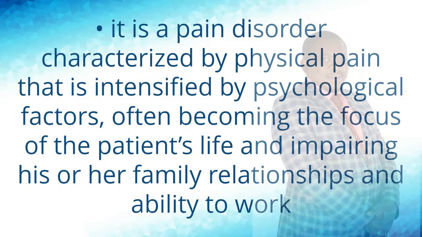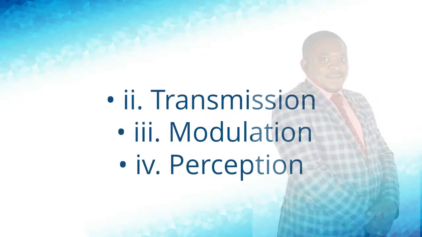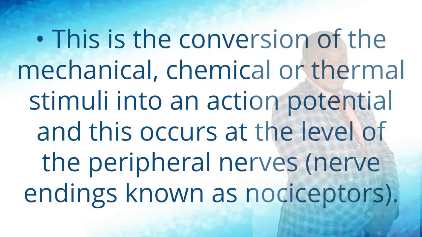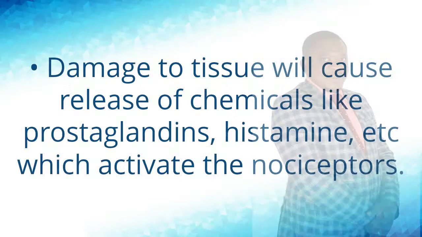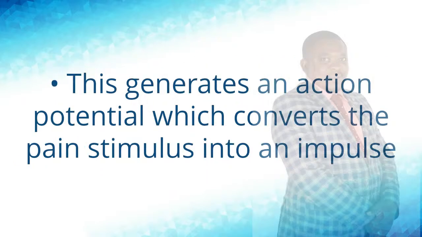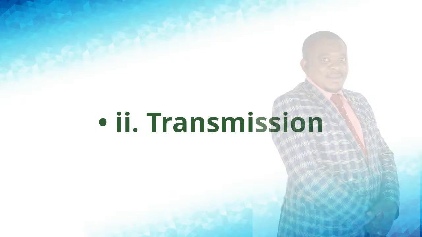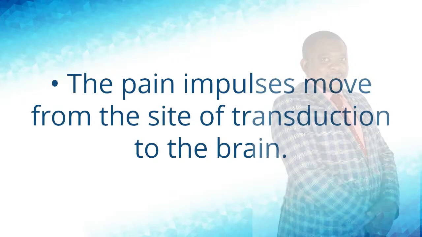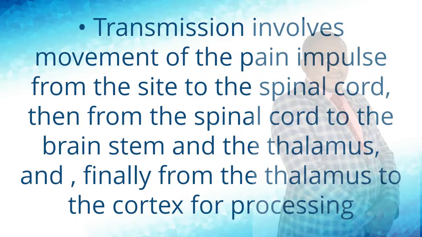Physiological dimension of pain. Physiological processes of perception. Transduction. This is the conversion of the mechanical stimulus by chemicals released from nerve endings, known as histamine, etc., which activate the nociceptors. This generates an action potential which converts the pain stimulus into an impulse, i.e., transmission. The pain impulses move from the site of transduction to the brain. Transmission involves movement of the pain impulse from the site to the spinal cord, then from the spinal cord to the brain stem and the thalamus, and finally from the thalamus to the cortex for processing.